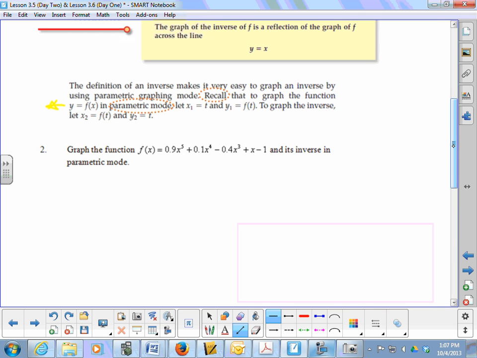So first thing you need to do is change the mode of your calculator to parametric.